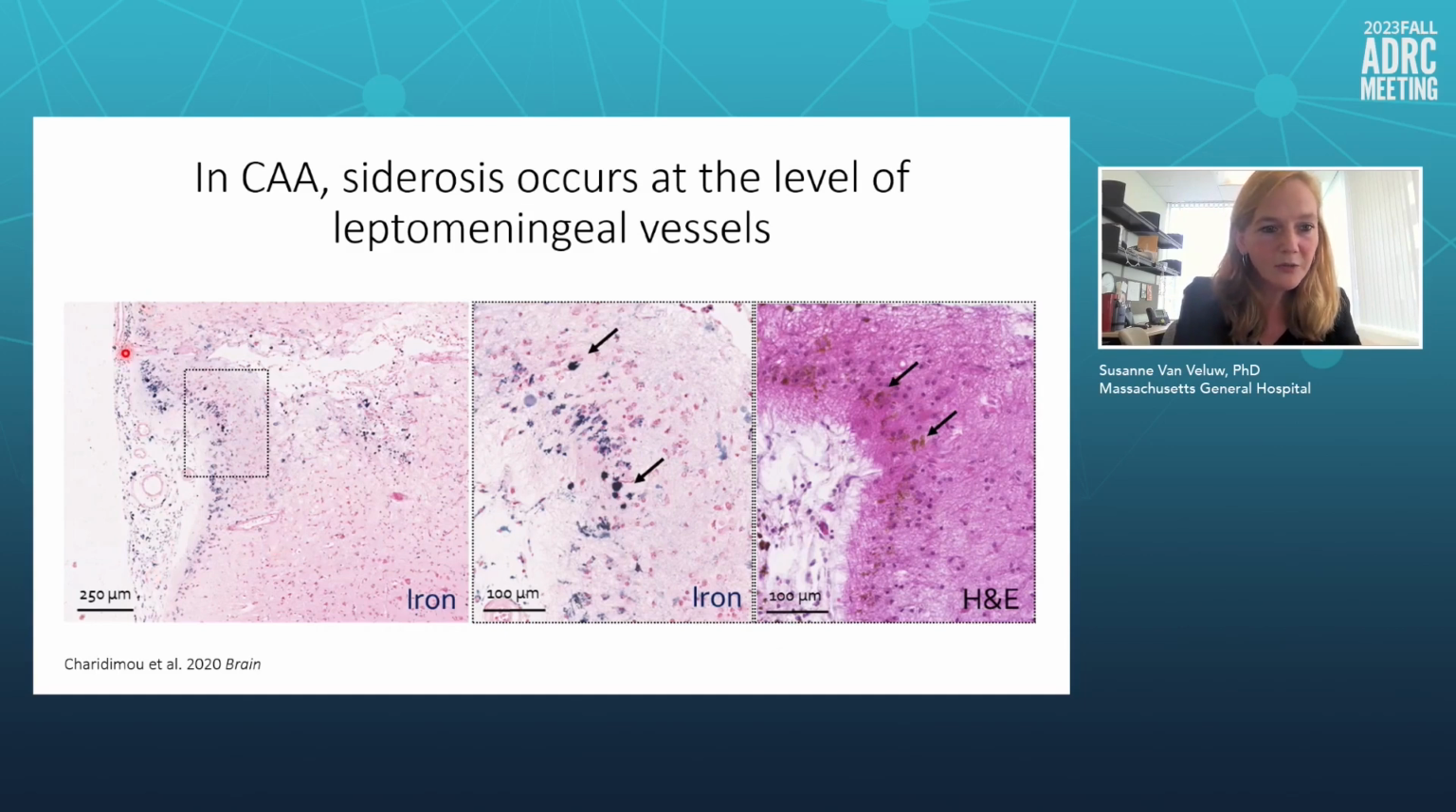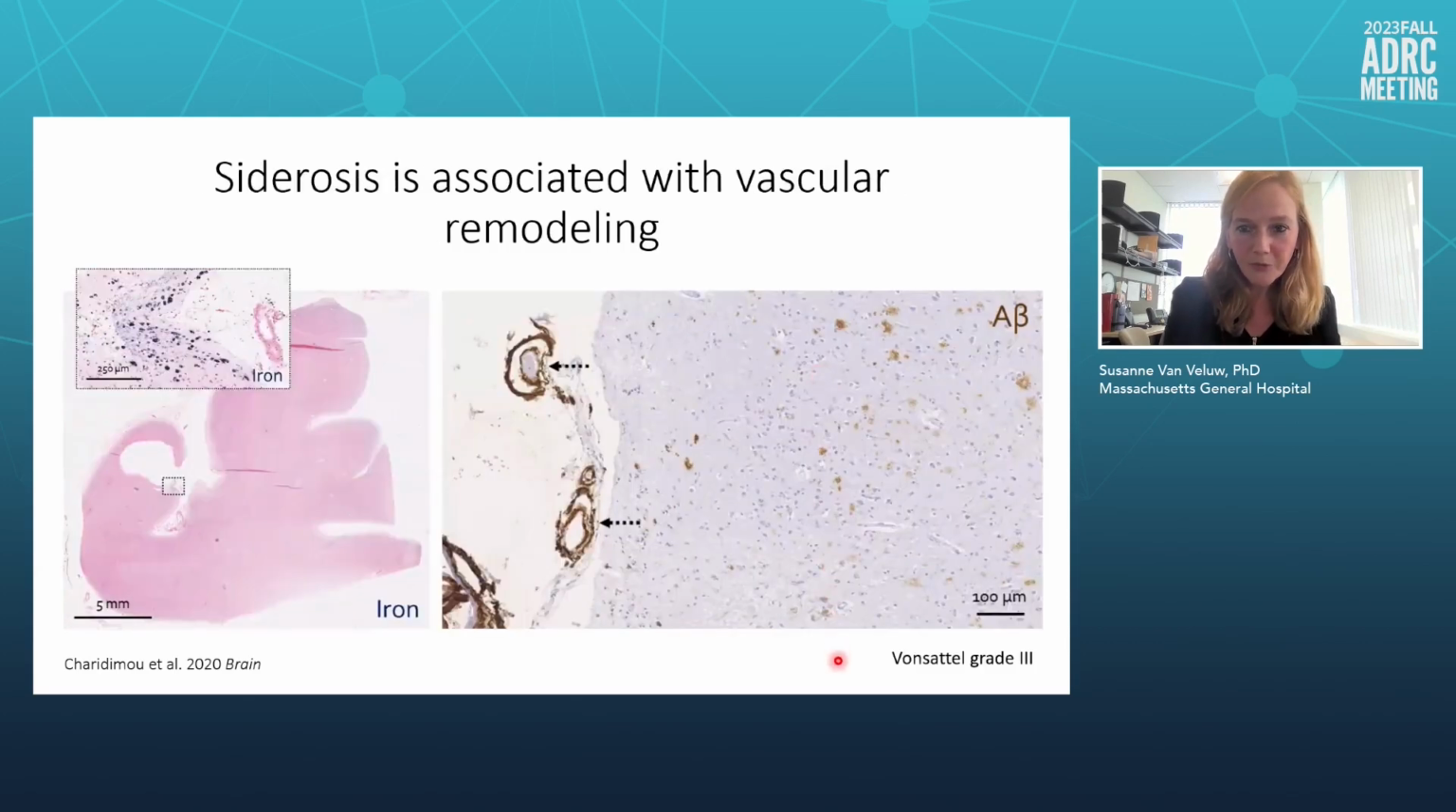So we see the pial surface here of an area with siderosis, and these iron-positive cells surrounding the leptomeningeal vessels and really lining the cortex here, underlying these vessels. When we zoom in, we see these hemosiderin deposits, really indicative of bleeding from those types of vessels into the cortex. And in a similar fashion to what we observed with microbleeds, we found that siderosis is associated locally with a type of vascular remodeling, in this case in the form of von Sattel grade 3 vessels. So this characteristic splitting of the vessel wall in these areas of siderosis. So again, suggesting that these vessels undergo some sort of extra step after amyloid deposition, including splitting, fragmentation, and vascular remodeling with these lesions.